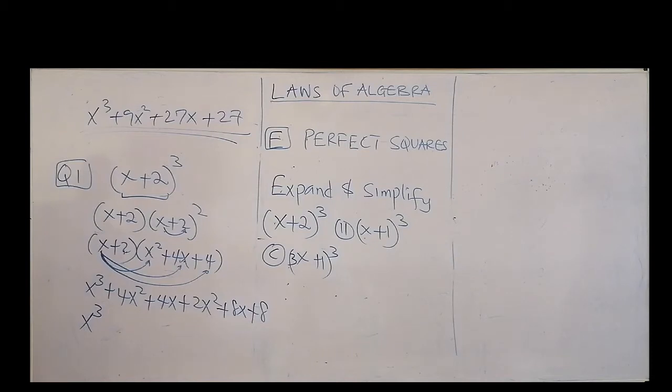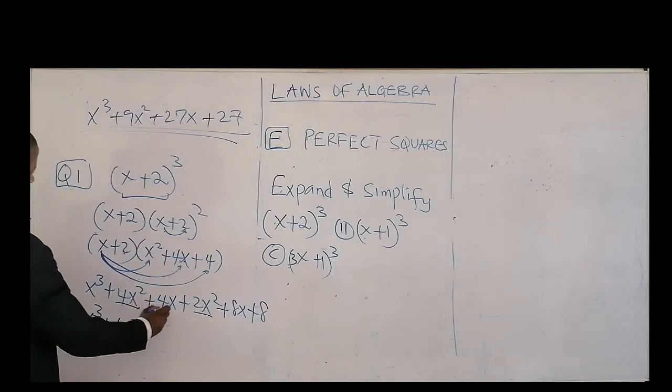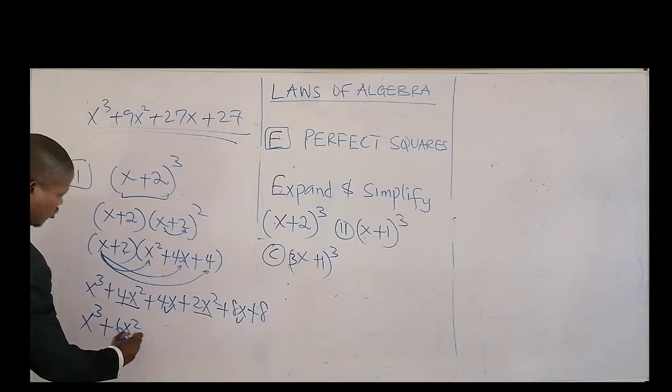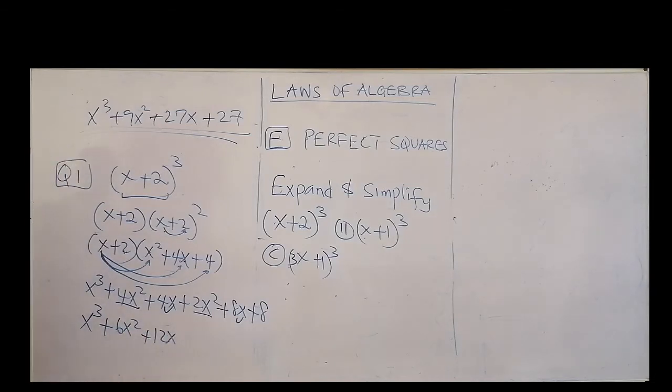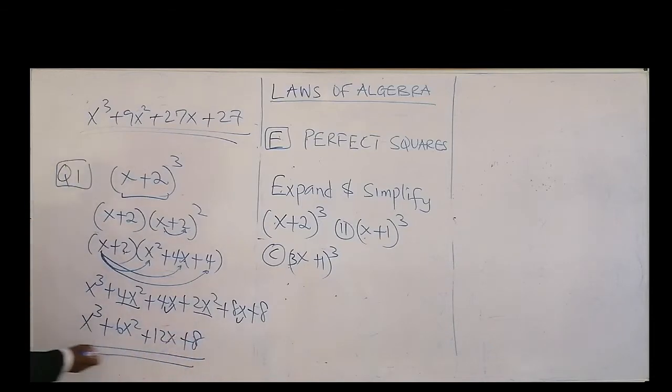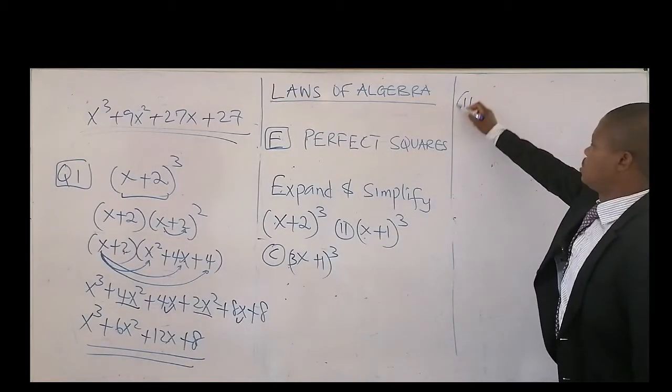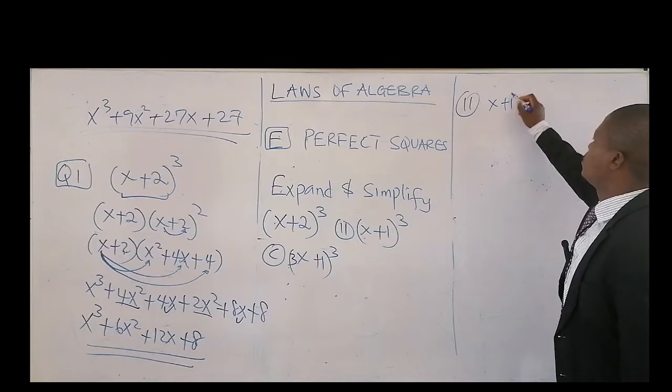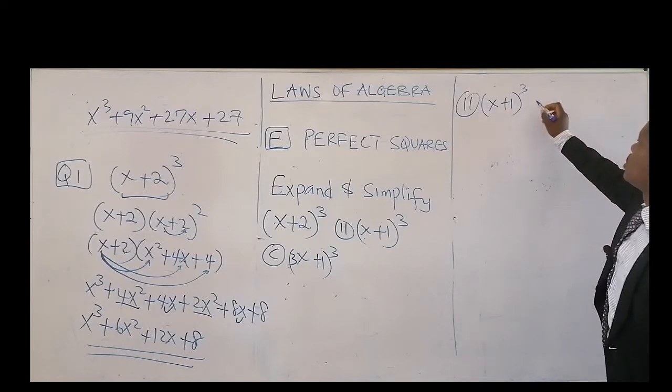Final conclusion. So we have that this is 4x squared plus 2x squared, that's 6x squared. Okay? This one and this one, that's 12x, then plus 8. So that's the second one, x plus 1 power 3.